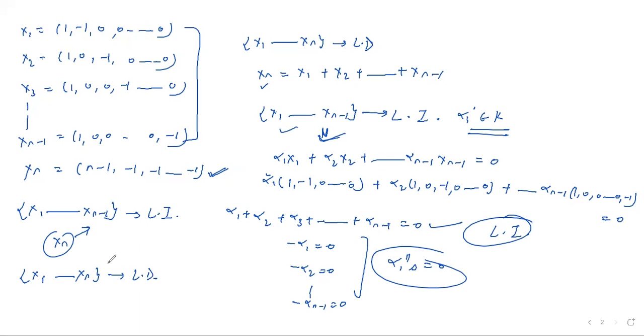I think you got it from here. So let's see some important results of linear dependence and linear independence. There are some theorems. Let's say I have a set of vectors u1, u2 to un, taken from the vector space V over the field K.